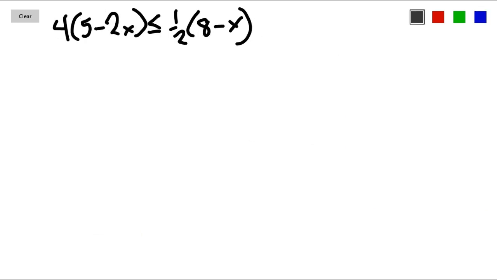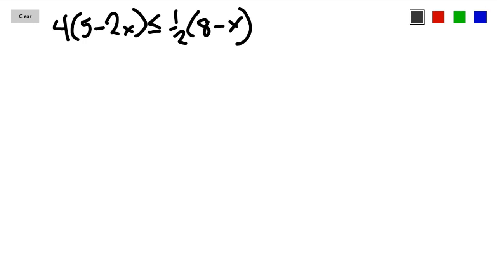Okay, so in this next example, I have 4 times (5 minus 2x) is less than or equal to 1/2 times (8 minus x). So the process is going to be the same even though I have coefficients that are fractions. It's not a big deal. We still have the same process. Don't let the fractions in there trip you up because we're going to be doing the exact same procedure.